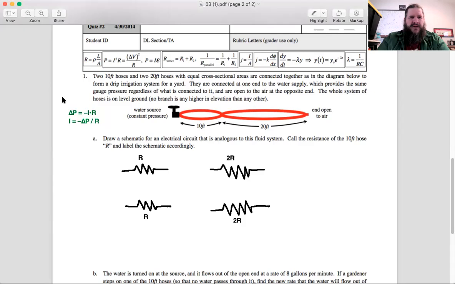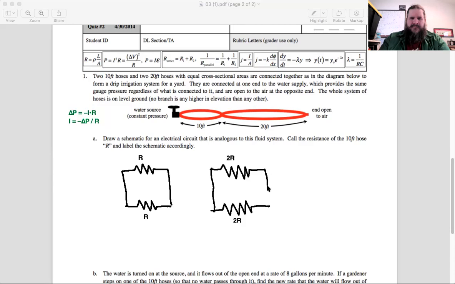We want to fill in all the equivalent connections. It looks like these 10-foot hoses are connected to each other on the left side, so we should have these connected on the left side. And they're also connected to each other on the right side, so we should have these connected on the right side. The 20-foot hoses are also connected to each other on the left side and connected to each other on the right side. So it looks like we should have connections like that, joining those together.